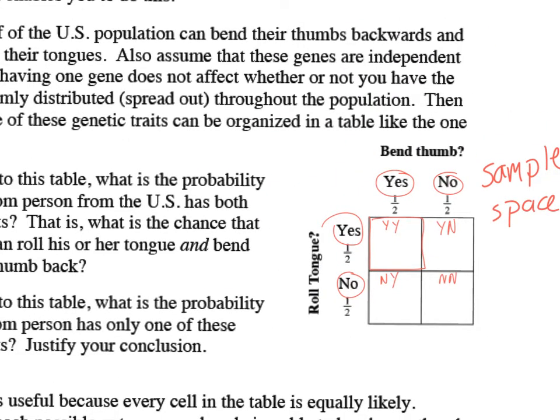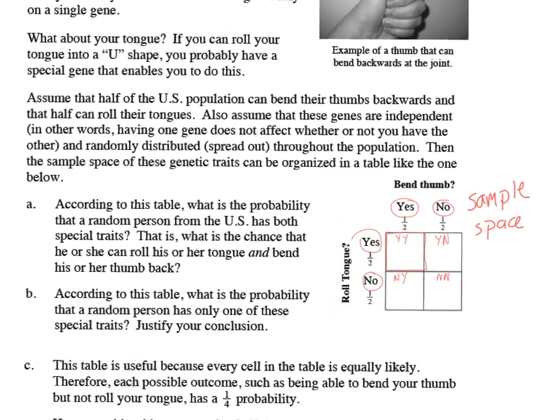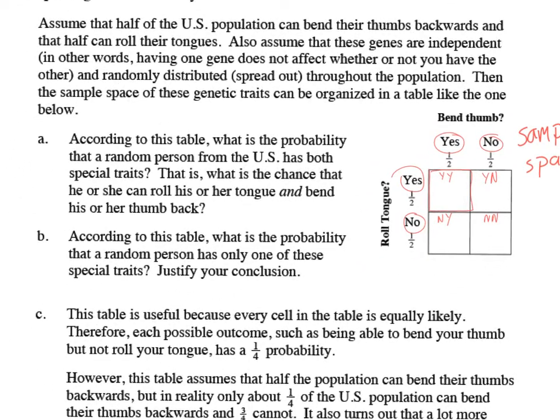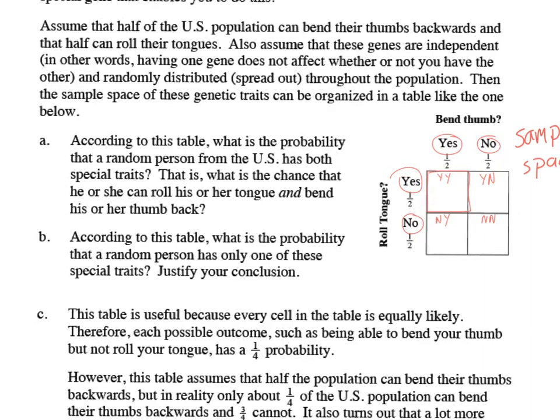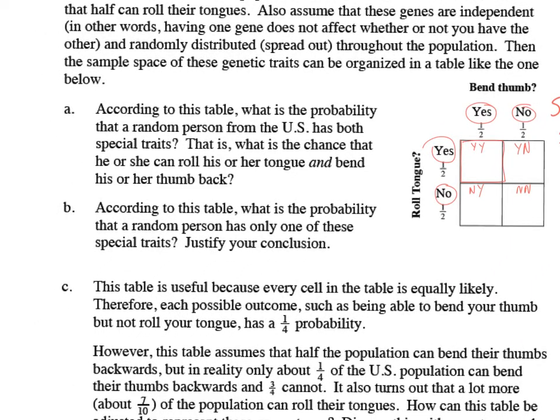So that shows me all of the possible outcomes. I have 4 possible outcomes if I were to pick a person from the US that has both special traits. That is, what is the chance that he or she can roll his or her tongue and bend his or her thumb backwards? So the first question in part B then says, according to this table, what's the probability the person only has... excuse me, I got ahead of myself. What is the chance that he or she can roll her tongue and bend his or her thumb back?